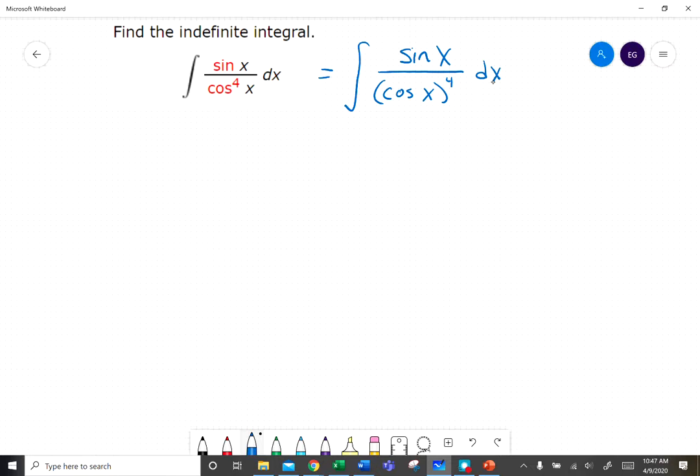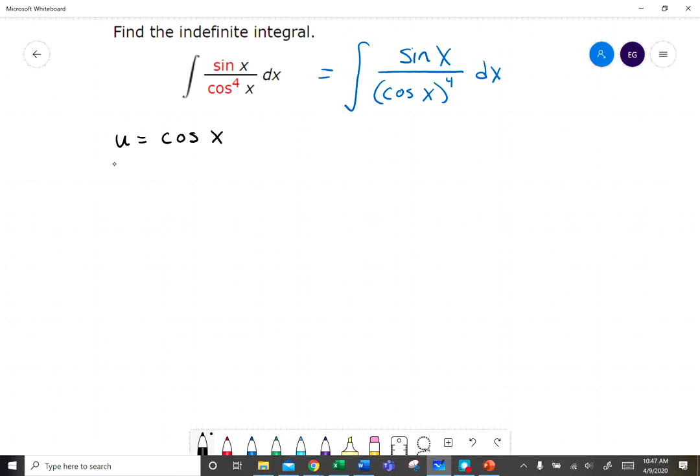Okay, so this looks like it's set up nicely for a U-substitution. We have the cosine function on the bottom, and we have the derivative of the cosine function on top. Well, the derivative is negative sine, but we have a multiple of the derivative of the cosine function. All right, so let's apply a U-substitution here. Let's say u is equal to the cosine of x.